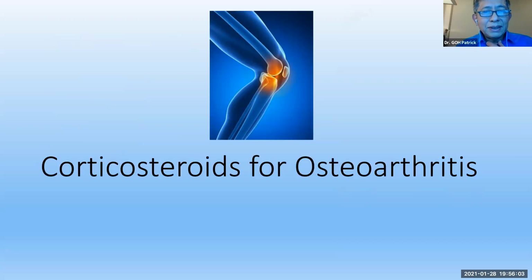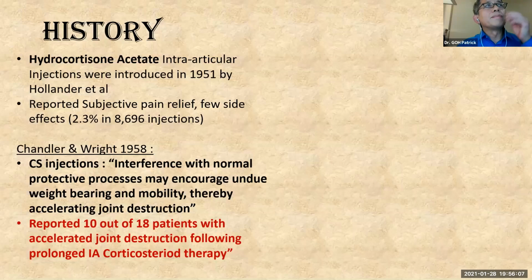Now, with that, let me just launch straight into corticosteroids for osteoarthritis, and I'm just going to talk a little bit about the history. Hydrocortisone acetate was first introduced in 1951, sometime before I was born, and in this publication they reported subjective pain relief with few side effects in about 8,000 injections. Side effects were just 2.3%. And these were just typically local type side effects.